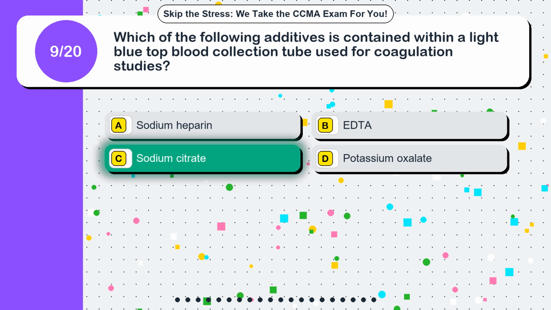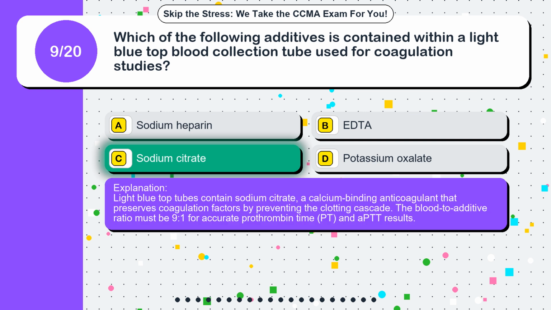Sodium citrate. Light blue top tubes contain sodium citrate, a calcium-binding anticoagulant that preserves coagulation factors by preventing the clotting cascade. The blood-to-additive ratio must be 9:1 for accurate prothrombin time, PT, and APTT results.